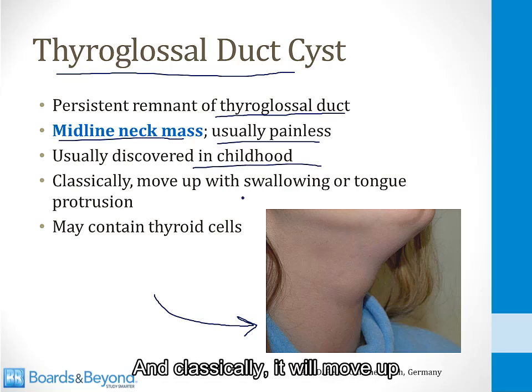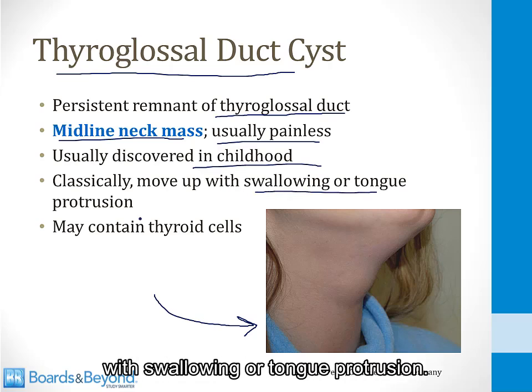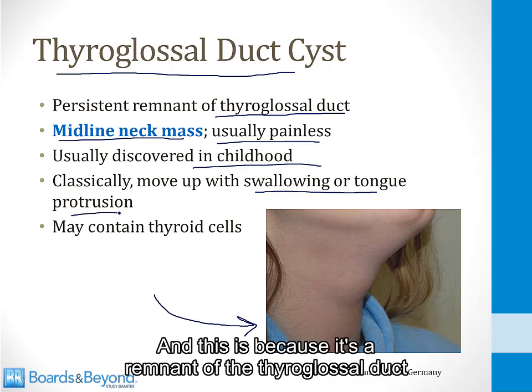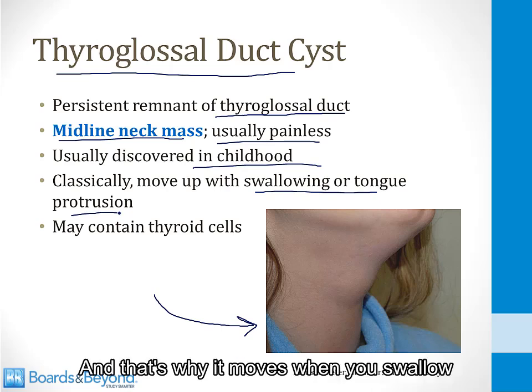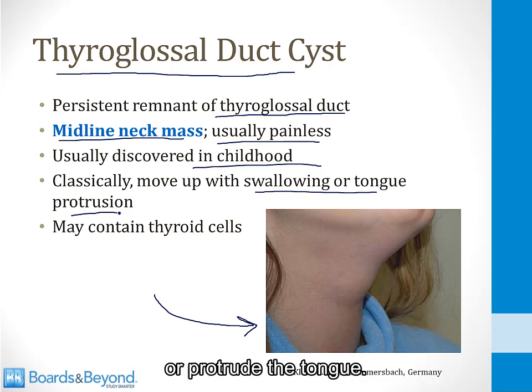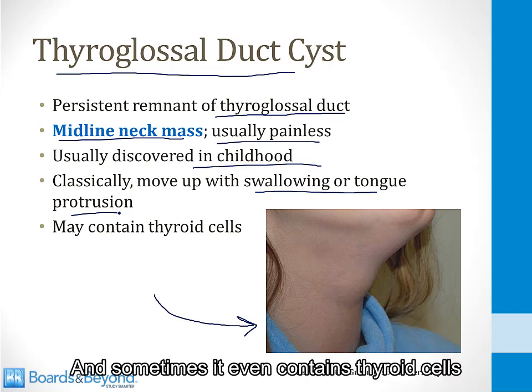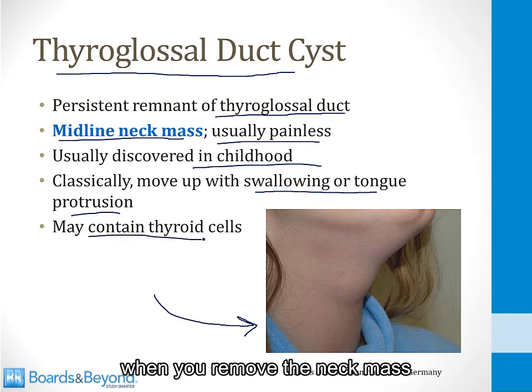And classically, it will move up with swallowing or tongue protrusion, and this is because it's a remnant of the thyroglossal duct and it still has some connection to the mouth and the tongue, and that's why it moves when you swallow or protrude the tongue. And sometimes it even contains thyroid cells when you remove the neck mass and look at it under the microscope.